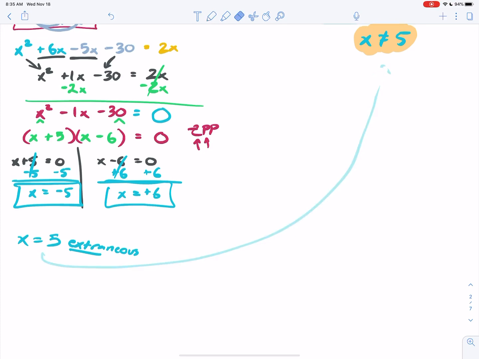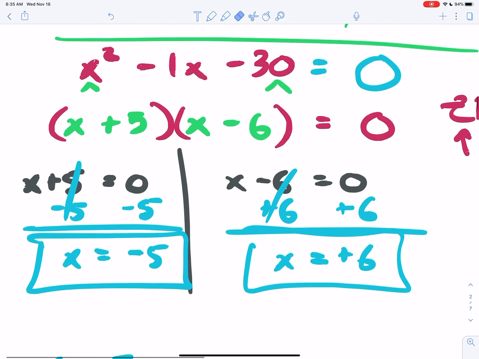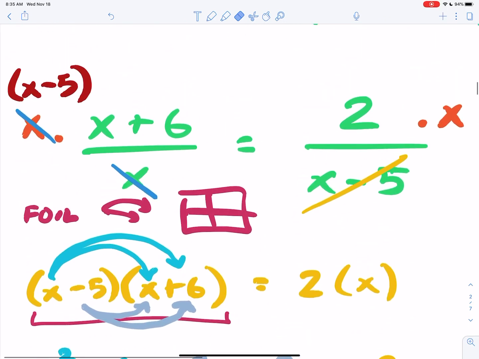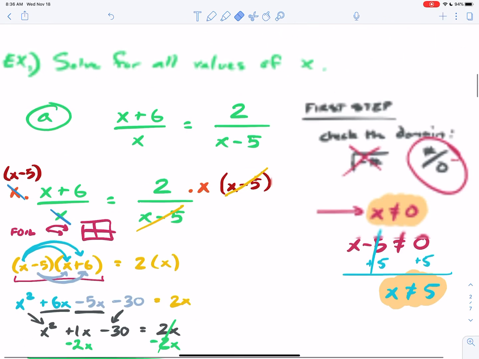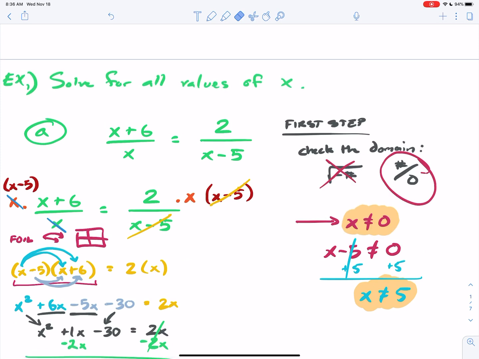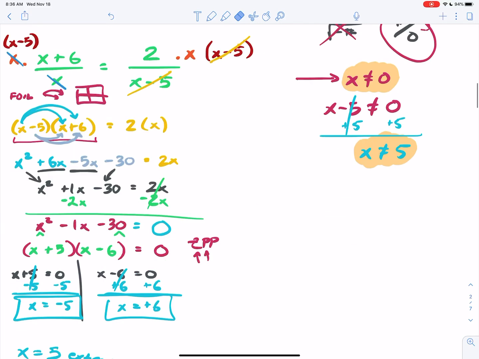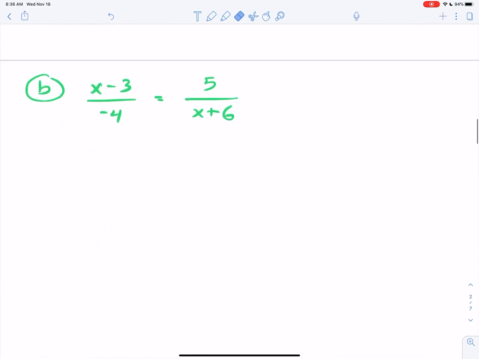And that's it. Now, the old school way was taking your two answers, going back to the very beginning, and plugging in your x values, but that takes forever. So if you check your domain first, you guys can save yourselves a lot of time, okay? All right. Replay that as much as you need to. Let's practice a little bit here.